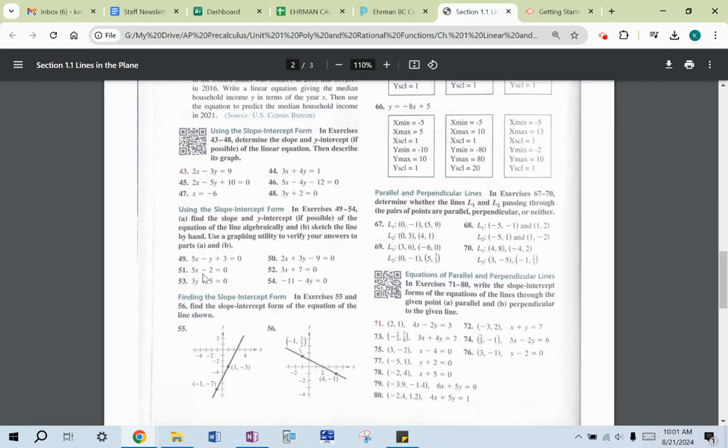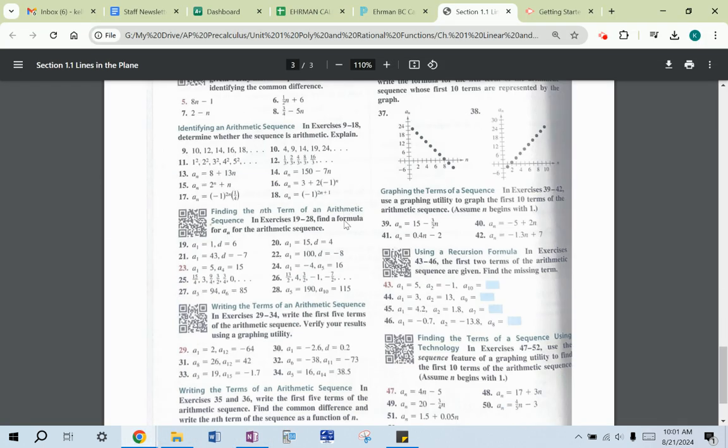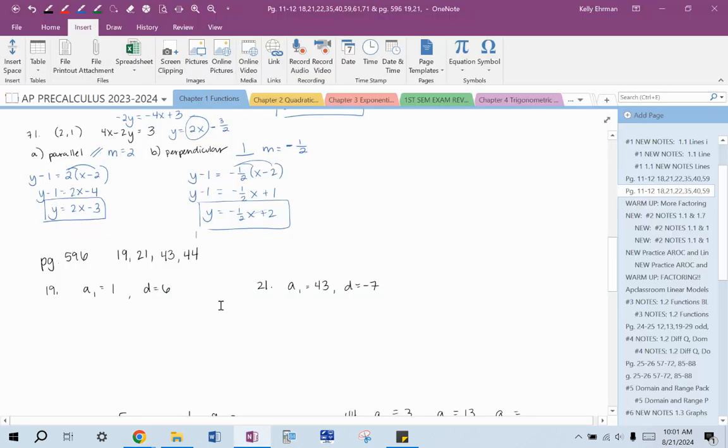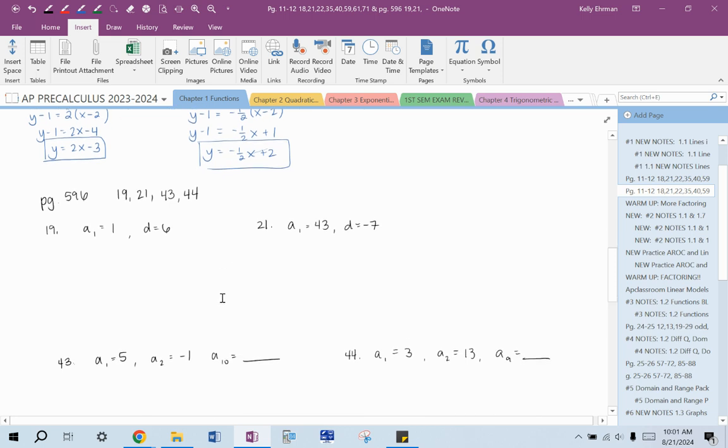So let's take a look at this. So 596, we're doing problems 19 and 21 to start. So it says find a formula for a sub n. Remember, that's like the nth term, which just means give me a formula to generate any term in this arithmetic sequence. So they give you the first term and the common difference. Okay, so we have this in our notes. How do we generate this?